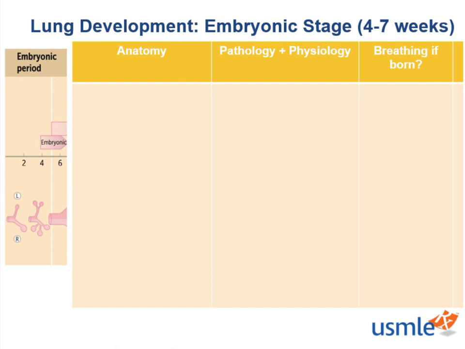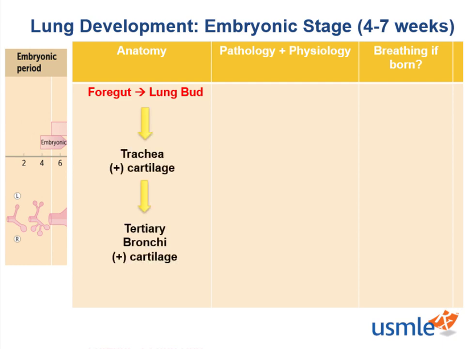Starting with anatomy, the embryonic period starts with organogenesis. So what is the key embryologic derivative of the respiratory tract? The lung bud, which branches off the foregut of the gastrointestinal tract to form all the structures of the respiratory tract. In the embryonic stage, we develop the trachea all the way down to the tertiary bronchi. It is high yield to know that the trachea and bronchi are the only structures in the entire respiratory tract to contain cartilage.